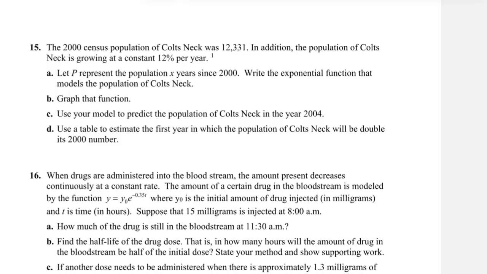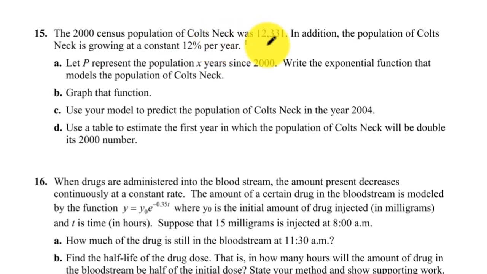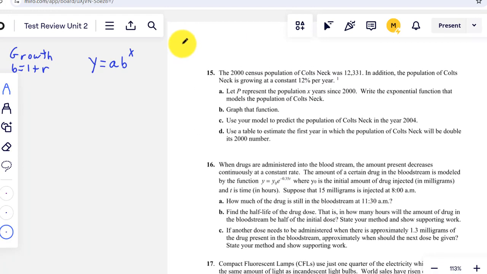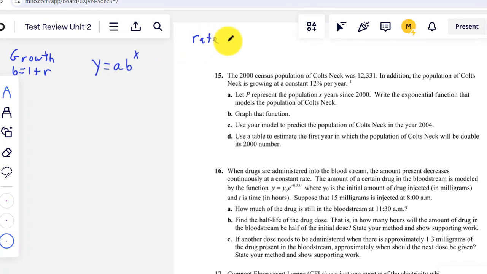Okay, so number 15, it says the 2000 census population of Colts Neck was 12,331, and it's growing at 12% a year. So I see that 12%, and I immediately think rate, R, equals 12% as a decimal, 0.12. And I know the formula for growth factor is B equals 1 plus R. So B would equal 1 plus 0.12, or B equals 1.12.